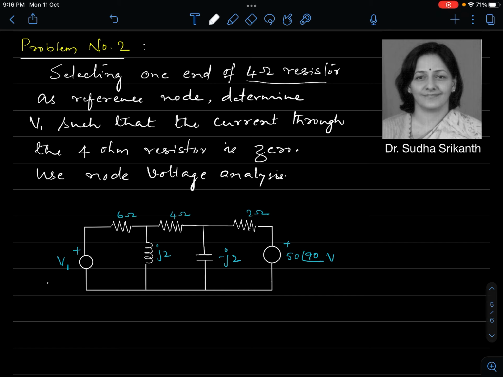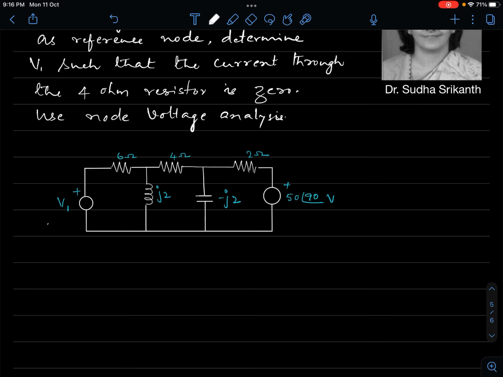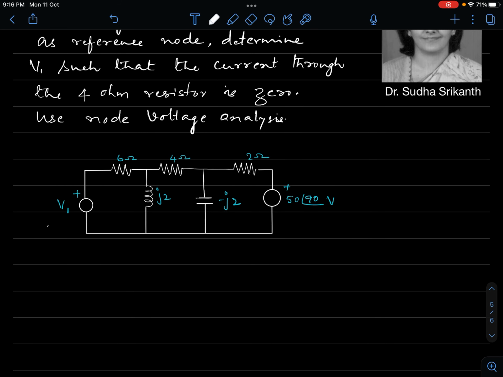Here, as we can see, we have voltage sources, and it would be convenient, rather easy, if we convert the voltage sources to their equivalent current sources and then proceed. That way it becomes a little easier. Otherwise you can also continue with these voltage sources and proceed with node voltage analysis. However, for the ease of understanding, I will convert the voltage sources to current sources and take one end of the 4 ohm resistor to be the reference node, as suggested in the problem, and we will go ahead determining the magnitude of V1 such that there is no current through the 4 ohm resistor.